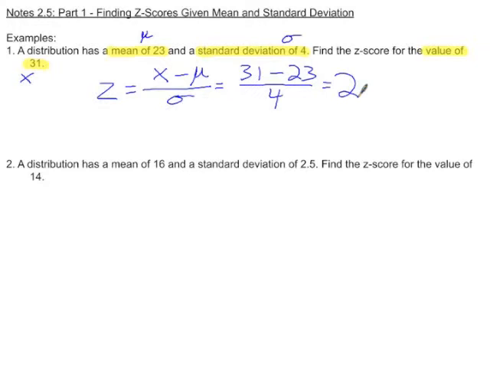So example 2 is looking at a distribution with a mean of 16 and a standard deviation of 2.5. Now we want to find the z-score for the value of 14. Just going through the problem again, I'll highlight the key information. Right? The distribution has a mean of 16 and a standard deviation of 2.5. We want to find the z-score for the value of 14.